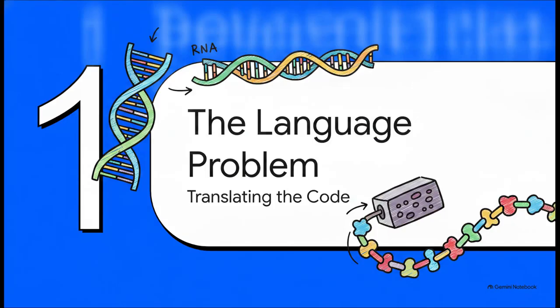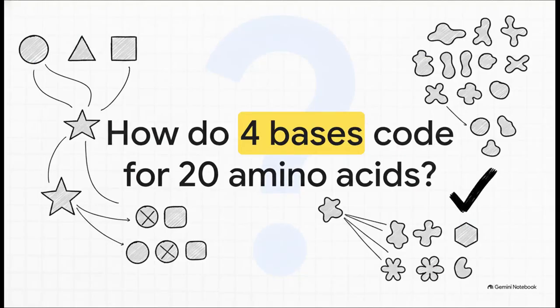Okay, section 1, the genetic language problem, translating the code. To understand the problem, we have to look at the two completely different chemical languages happening inside our cells. We've got the language of nucleic acids, and we've got the language of proteins. But trying to translate between them creates this massive mathematical mismatch.